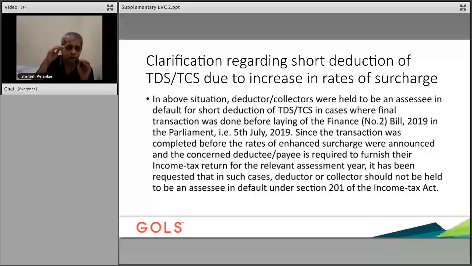Now, this is a little confusing clarification. So I discussed it in length, much greater in detail.